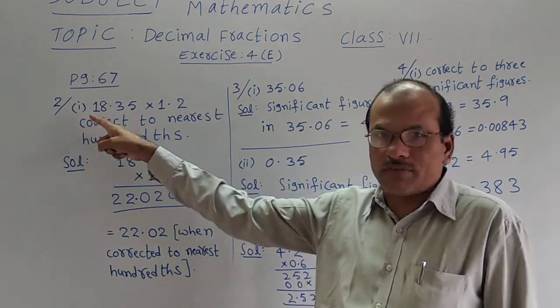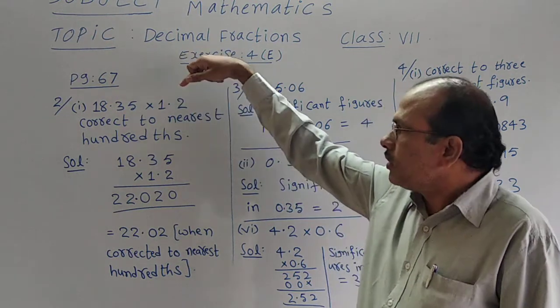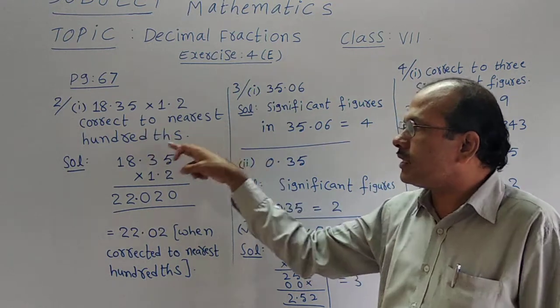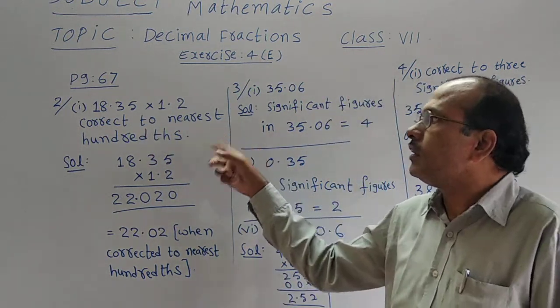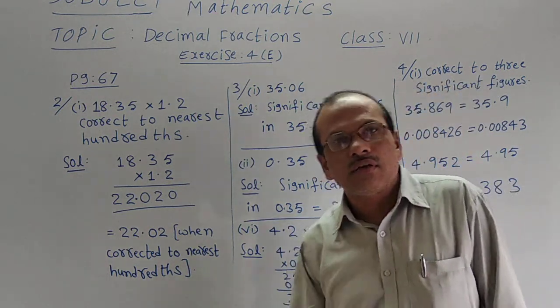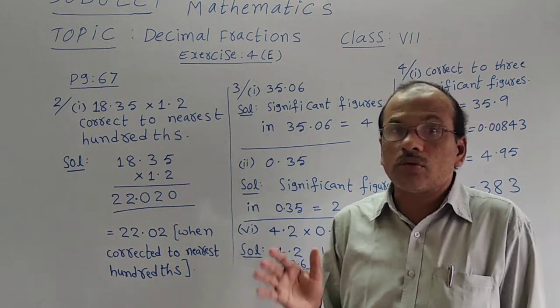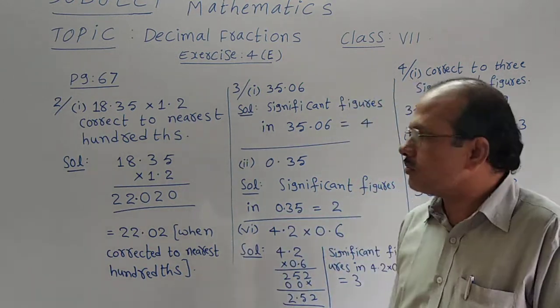Second question, first one. 18.35 into 1.2, correct to the nearest hundredths. We should correct this result to the nearest hundredths. That means up to the hundredths place only we should write, with correction. What is the correction? We will see that part now.